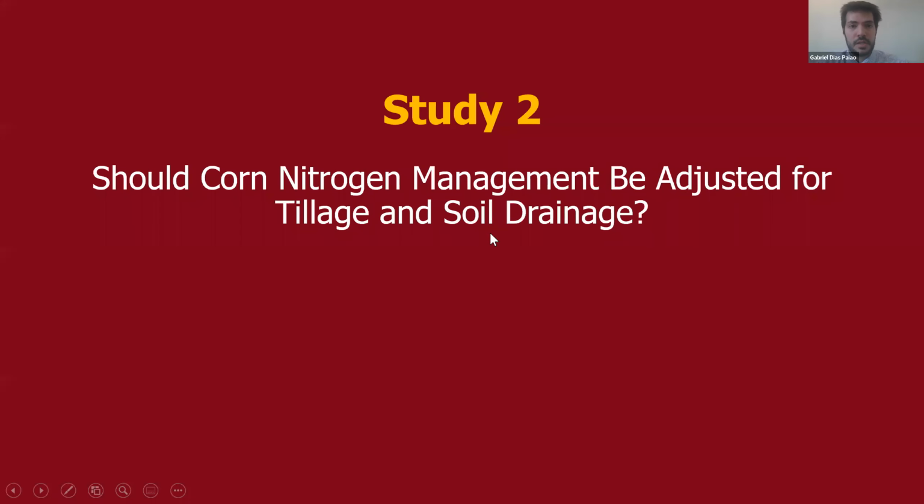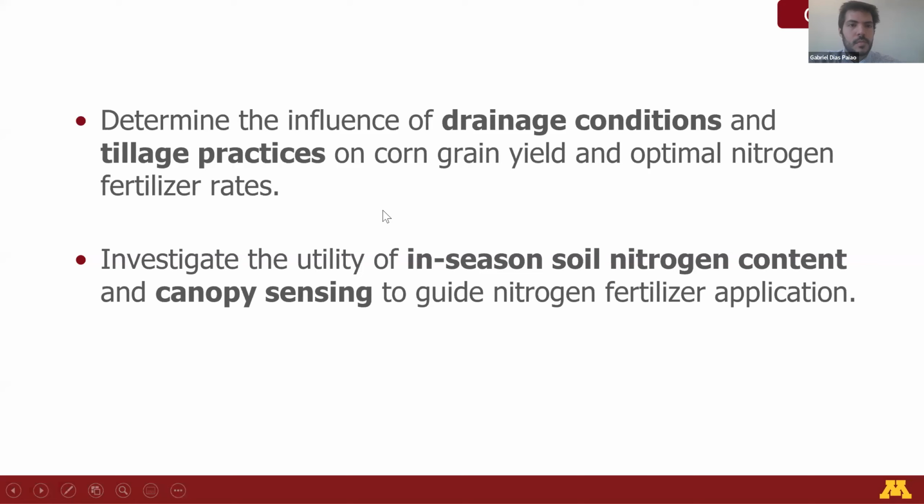Okay, so now presenting study number 2. Should corn nitrogen management be adjusted for tillage and soil drainage? So here we are also using the tillage treatments that started in 2017 and went until 2019. The objectives of this study were to determine the influence of drainage conditions and tillage practices on corn grain yields and optimal nitrogen fertilizer rates, and to investigate the utility of in-season soil nitrogen content and canopy sensing to guide nitrogen fertilizer application.